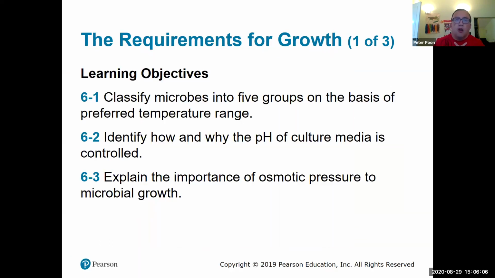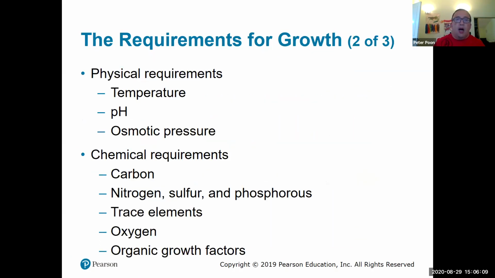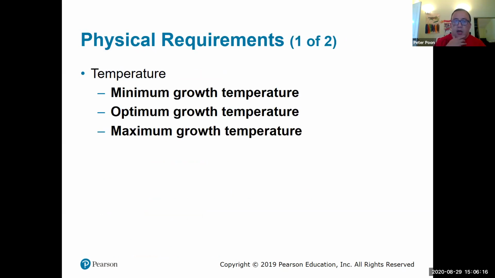So the requirements for growth. The physical requirements are there, the chemical requirements are there. Let's explain that in a little bit more detail. First of all, temperature. There is an optimal temperature at which certain bacteria function. It depends on which bacteria. If you're a bacteria that lives in a human body, then your optimal growth temperature will most likely be exactly at or right about human body temperature.